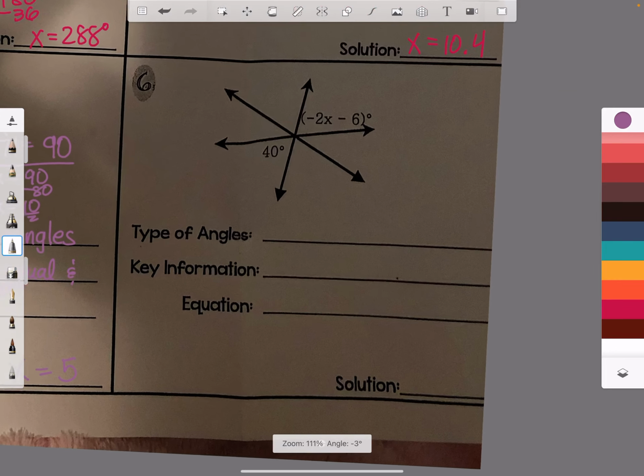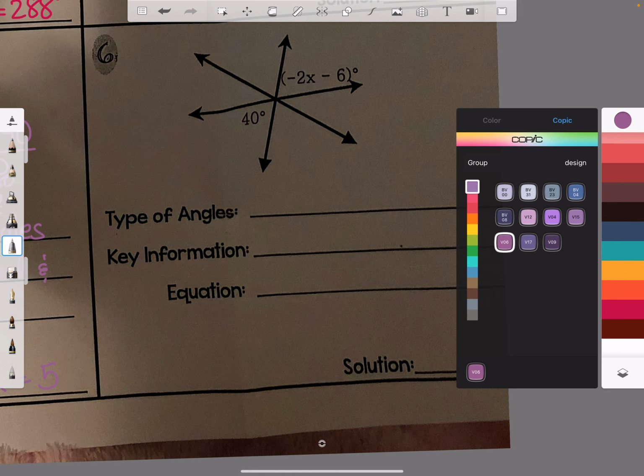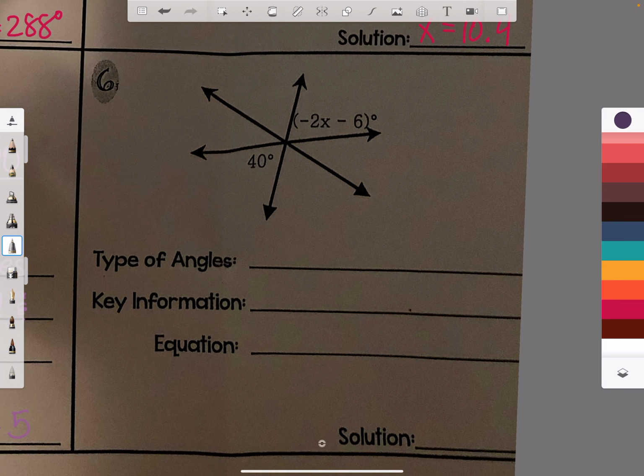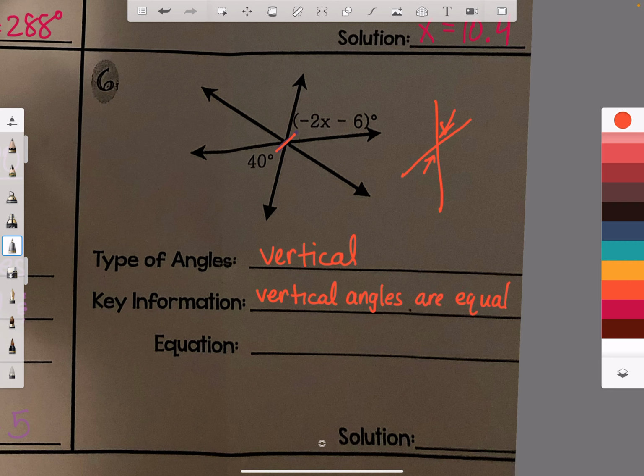Our next one, I think I'm going to have to change colors because that got a little bit too light there. Let's go with a darker purple. Okay, types of angles that we have are just two vertical angles right here. That's also not a very good color. Let's go to orange. And remember, vertical angles, whenever you make any kind of an intersection, the angles that are opposite each other are always going to measure the same. So vertical angles are equal. And so that means that this is going to equal this.